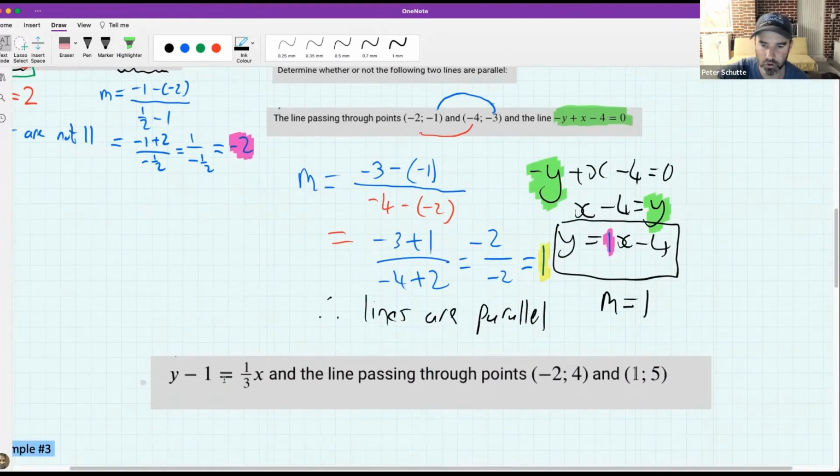And then I want you to try and find if these two lines are parallel. Thank you, Yolanda, I appreciate it. This is not easy, moving things around and balancing. So are these two lines parallel? You're given that, and then the line passing through those 2 points. Over to you guys.